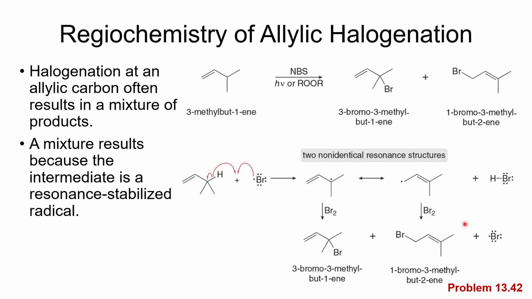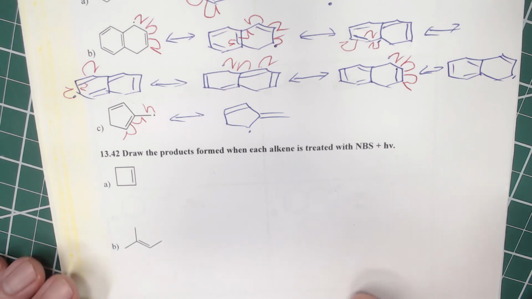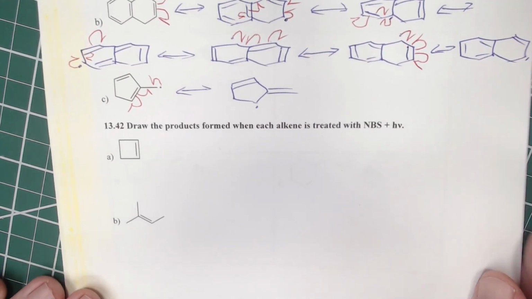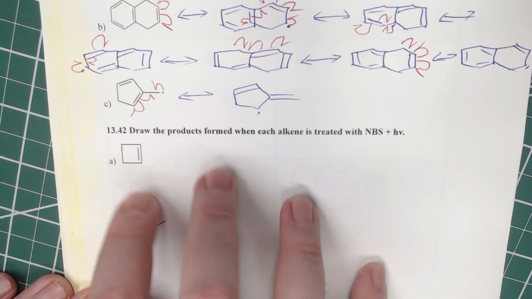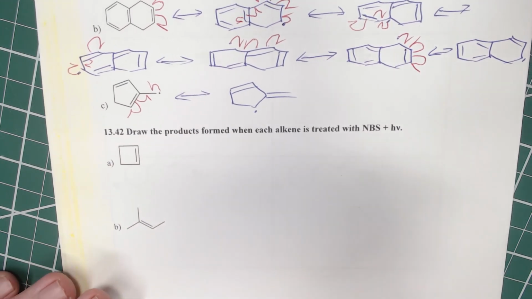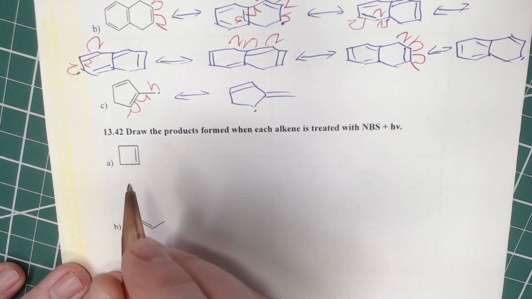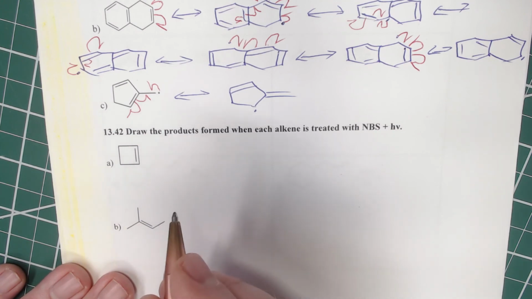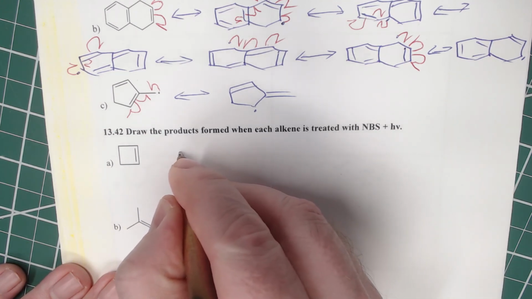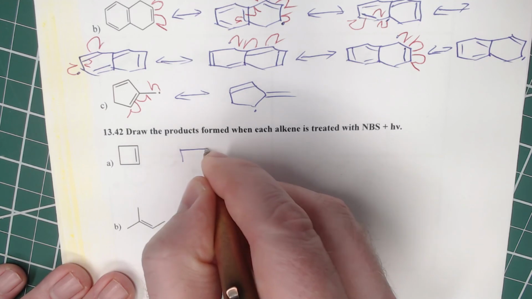All right, and we will look at number 42 as an example of doing this. So let's go back over here. Number 42 is on both this page and the next page. There are 3 parts to it, A, B, and C. All right, so here's how we want to start. First, let's draw the radical, and that's going to help you to determine what your products are.